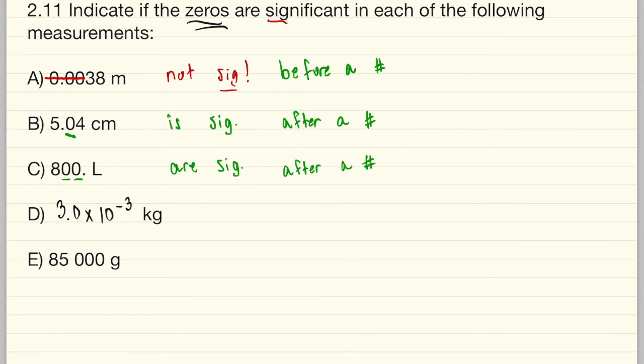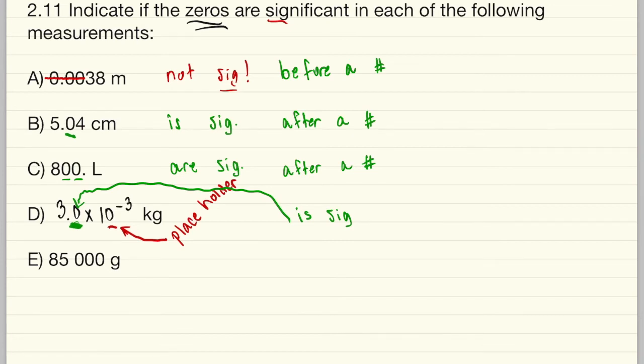Now for this next problem, it's a bit ambiguous. This zero here is of course after a number, so this zero counts. But this zero here is a placeholder for the decimal place. But this one here in green is significant. So green are all significant here.